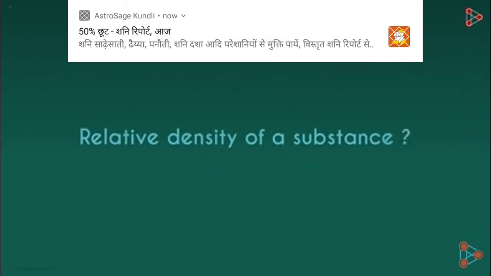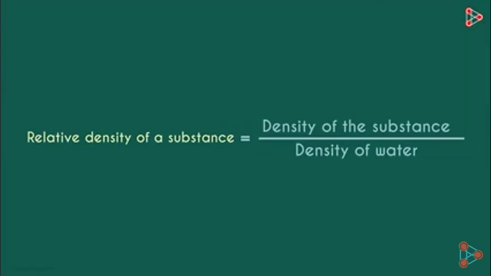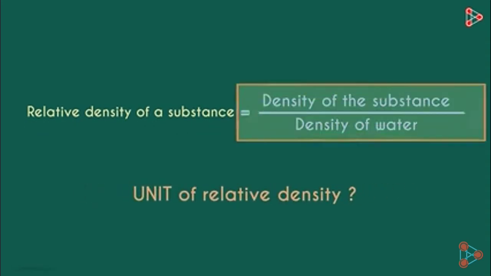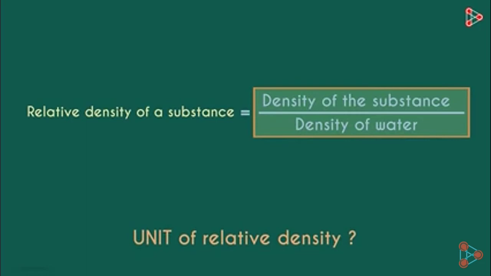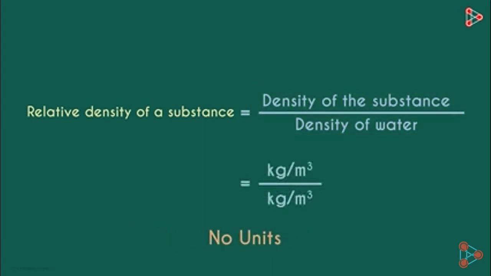How do we define the relative density of a substance? It equals the ratio of its density to that of water. Yes, density of the substance over the density of water. Can you tell me the unit of relative density? Look at the right-hand side and tell me the unit. As it is a ratio of similar quantities, relative density will have no units. The units from the numerator and denominator cancel each other out.